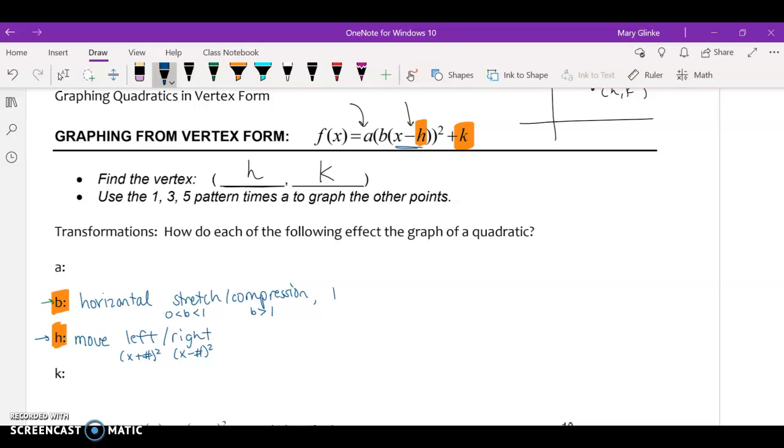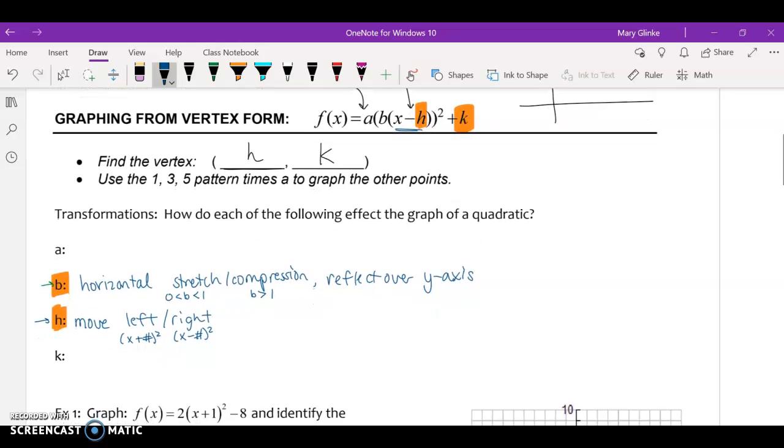Likewise, since it's horizontal, it's also going to be a reflection over your y-axis. So reflect over your y-axis, because that's going to be switching it left to right, or reflecting it left to right. So b and h act upon your x values. A and k act upon your y values, your output. So what's happening with your a value? That is going to be your vertical stretch or compression. And it's also going to be your reflection over your x-axis.